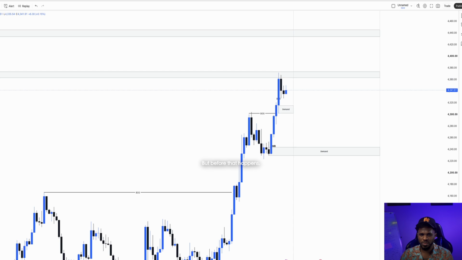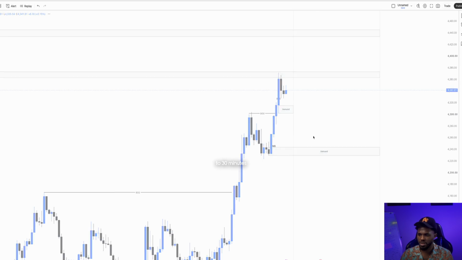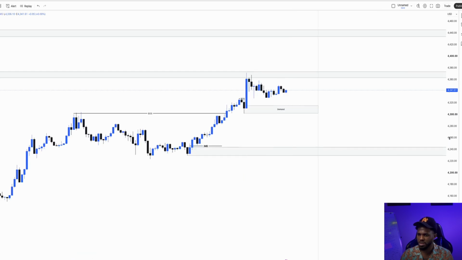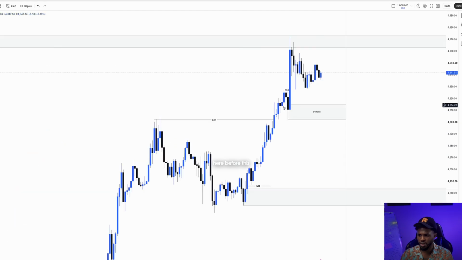But before that happens, let's go down to 30 minutes. On 30 minutes, we can see a structure here before this particular structure. So we have our break of structure here, we have demand resting here. So we see price consolidate into this particular demand, then give us that push to this particular resistance, back to this resistance.